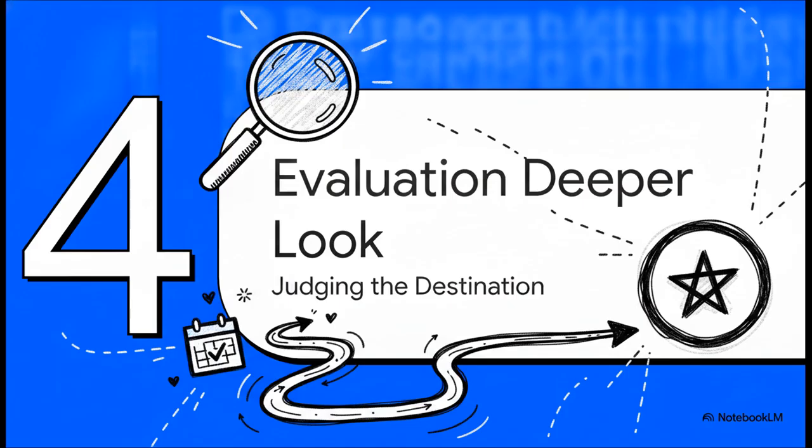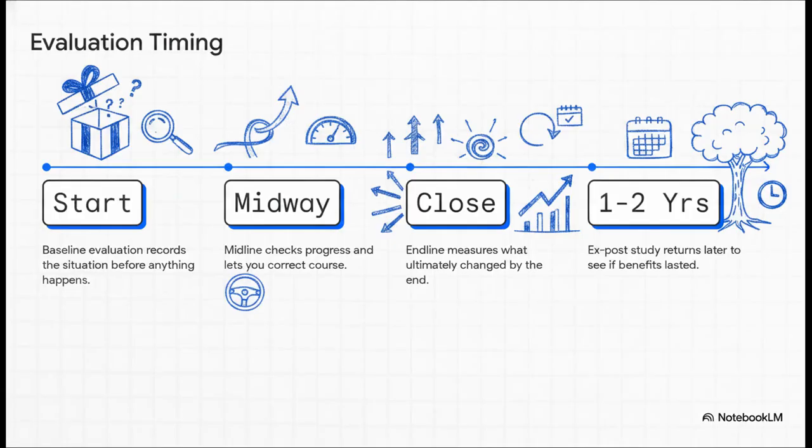A deeper look back. Now we step back from that monthly routine to make deeper judgments at specific points in time. We're moving from monitoring the journey to evaluating the destination. And evaluations generally come in a few kinds, grouped by timing. We record the initial situation at the start with a baseline. Partway through, a midline checks our progress and lets us course correct. At the close, an endline measures what ultimately changed.